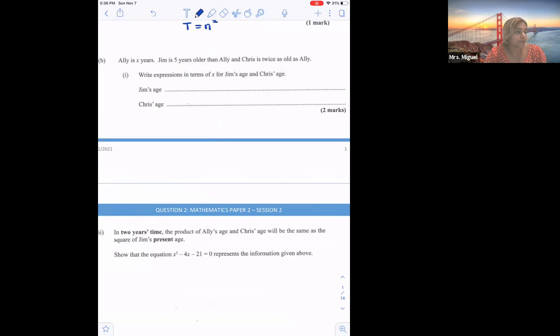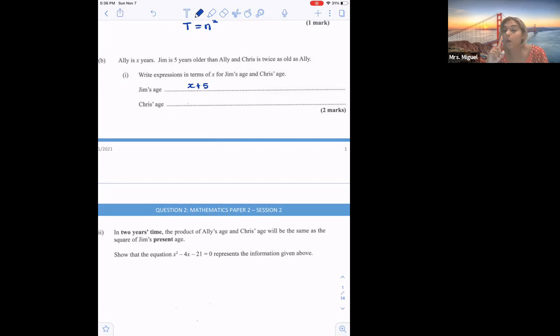So Ali is x. Jim is 5 years older, so Jim is x plus 5. So if Ali was 10, Jim would have been 15. If Ali was 5, Jim would have been 10. So it's just 5 more.